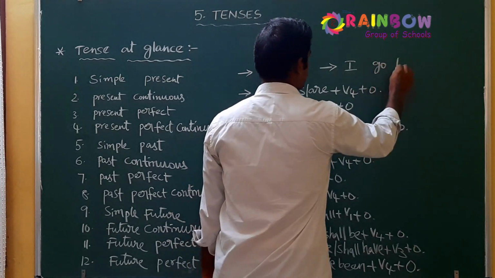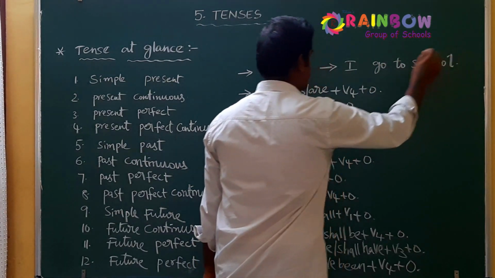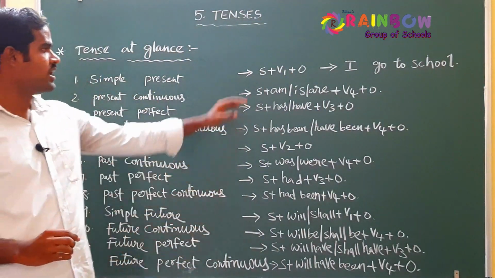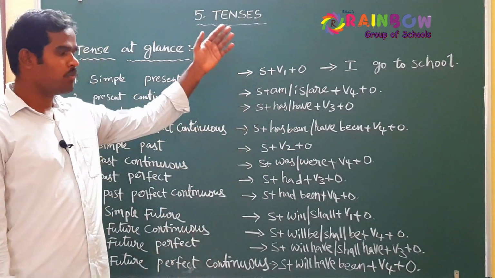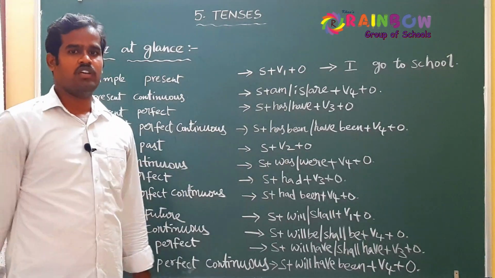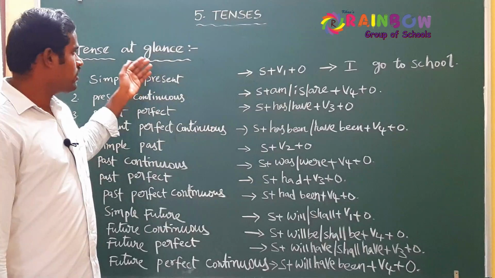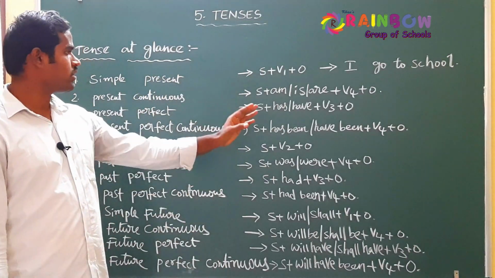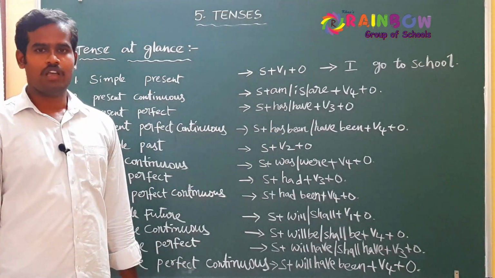I go to school. This is the sample statement I have given here. Now you have to transform the same statement into the remaining 11 tenses based on these structures. This is the home task. If you are able to finish with this statement, you can take your own statement. Take some statement on your own and try to transform that statement into the remaining tenses also. Before doing that, you have to learn all these structures, which will be very helpful for you.